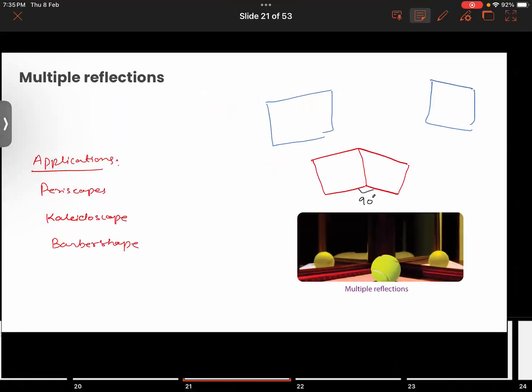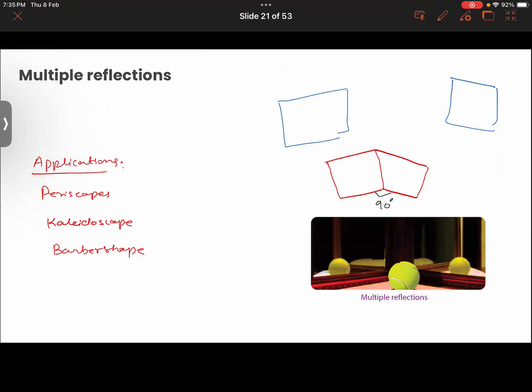There was this case of multiple reflection also, where the rays of light reflected by a plane mirror are incident on another mirror, and then the reflected rays are reflected once again. So in this case, the reflected rays for the first plane mirror became the incident rays for the second plane mirror here. Getting what I'm trying to say? Yes, sir.